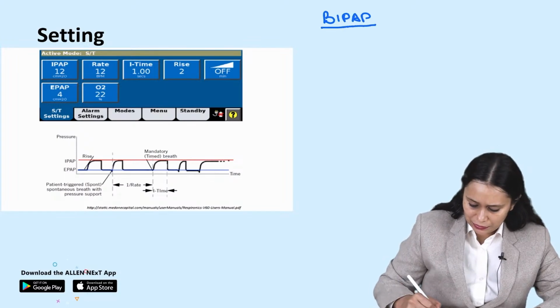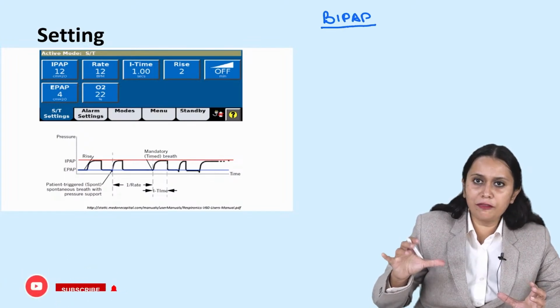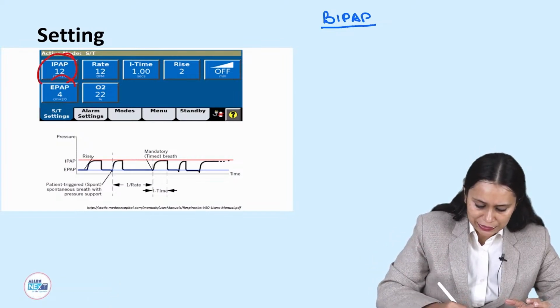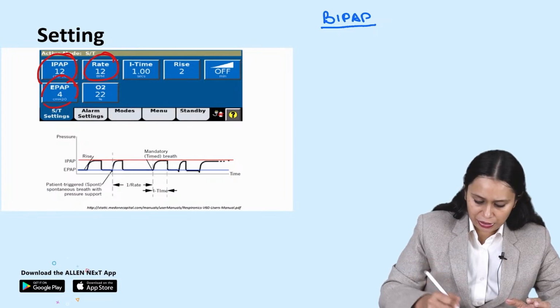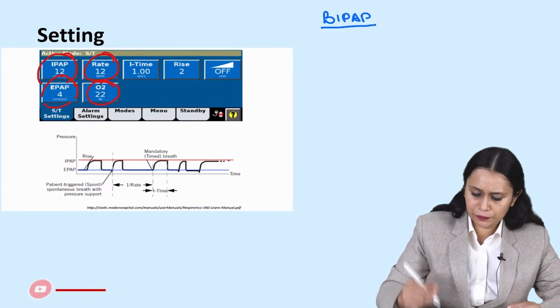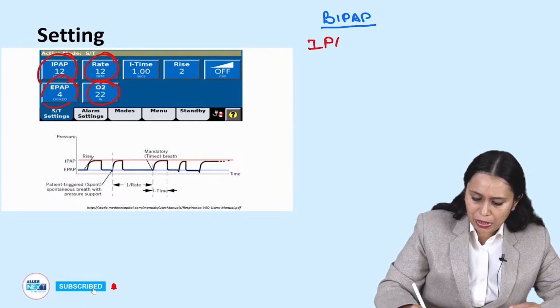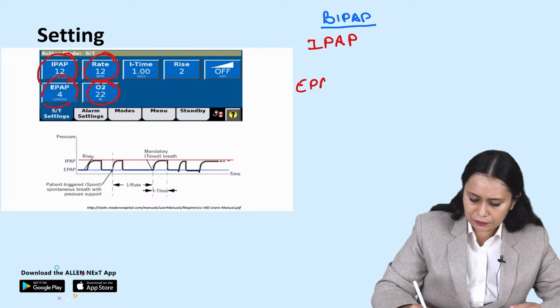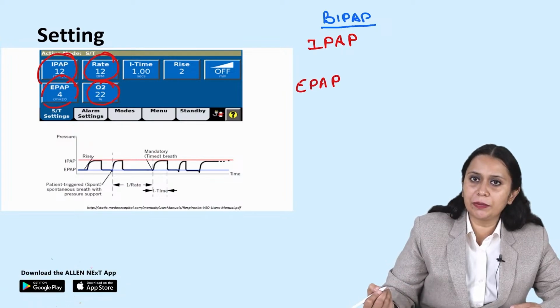If you see this image, this is the image of the different settings which we require to do in BiPAP. IPAP, EPAP, a basal respiratory rate, FiO2, right? Just concentrate on these four. Now IPAP. IPAP is inspiratory positive airway pressure. EPAP is expiratory positive airway pressure.